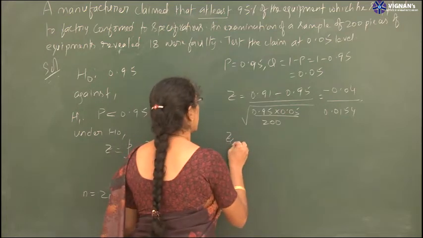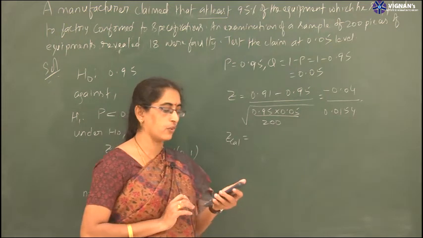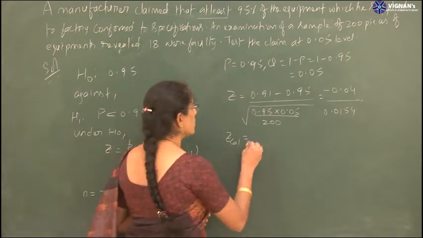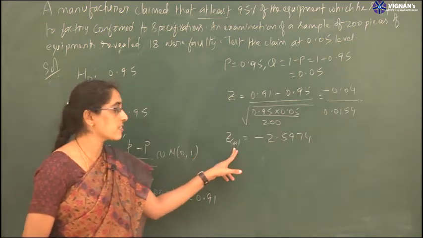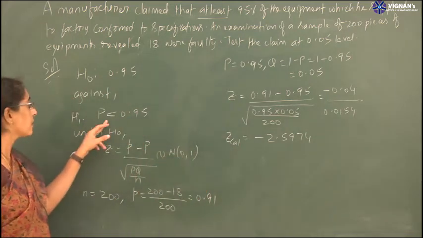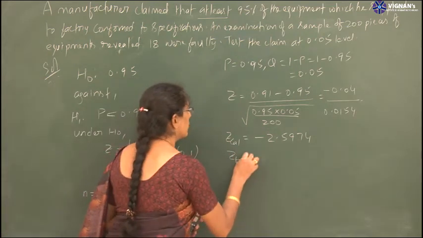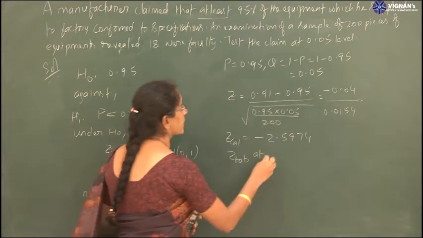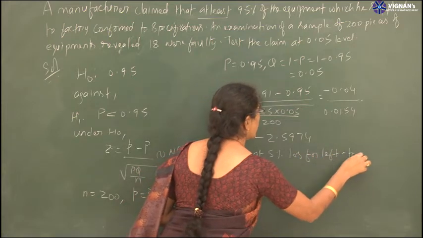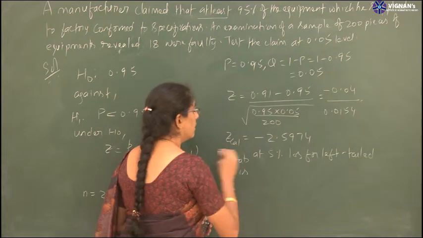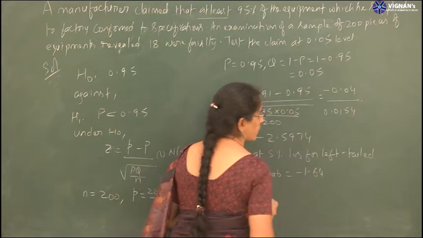So finally the Z calculated will be negative 0.04 divided by 0.0154, which is 2.5974. So Z cal is minus 2.5974. Now here we cannot consider the modulus of Z cal because the alternative hypothesis is left type. So the tabulated value of Z at the 5% level of significance for left type is Z tab equal to minus 1.64, right?